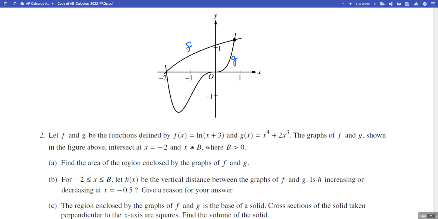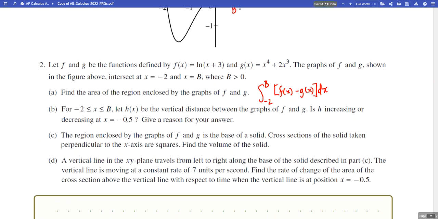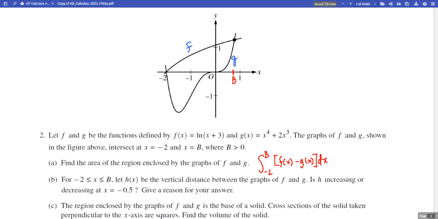And it says that we intersect at -2 and at b. So it's going to be the integral from the left intersection, -2, to the right intersection, b. We're told that we intersect somewhere at b, of our top function, so that's going to be f of x minus our bottom function, g of x, dx. Okay, so that's the kind of math that we do, and now we have to figure out how to do that math.